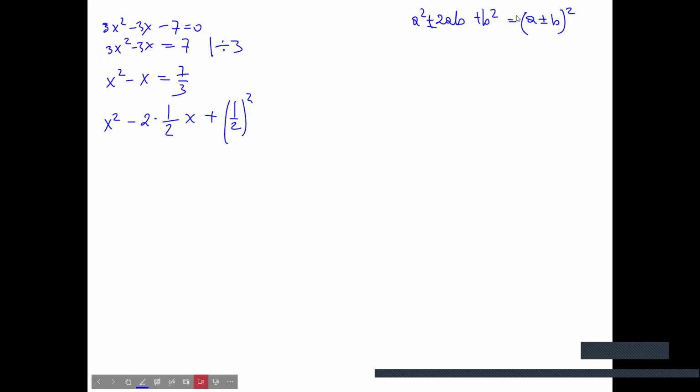So if I want to have this, I need to create this, right? So A squared is always X. A is always X here.